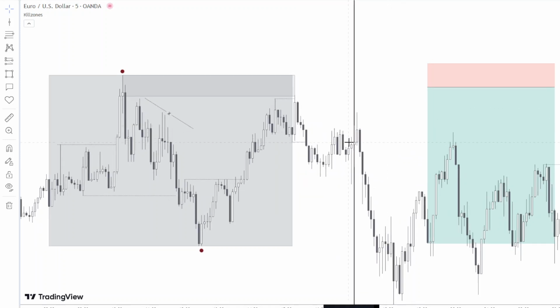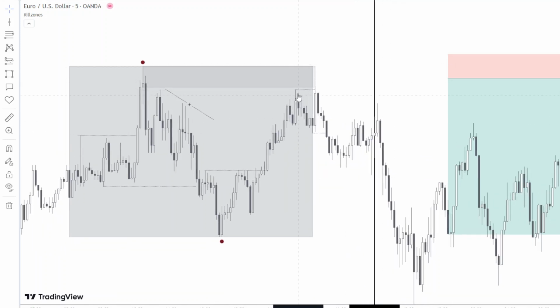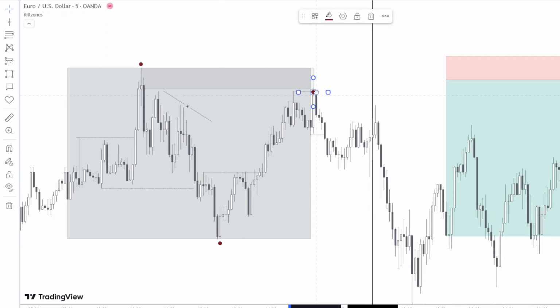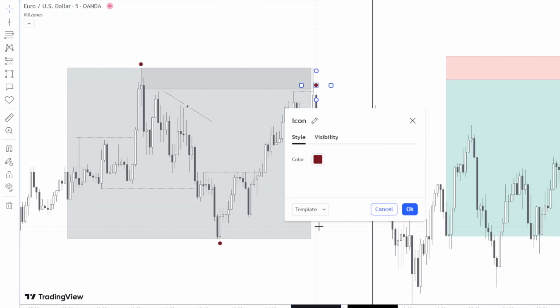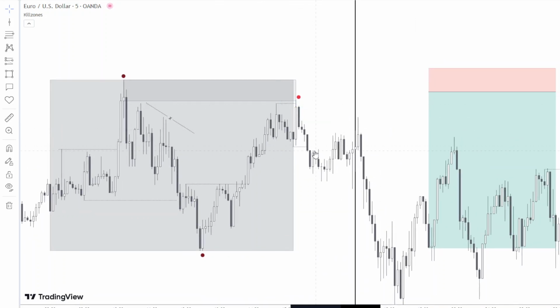Okay, so my Frankfurt open was there. Okay, so now we have a run on liquidity and break of structure. We have a smaller range that has been created. I'll go to M1 for this one. M1, run on liquidity, break of structure.